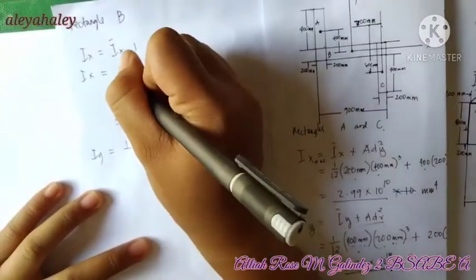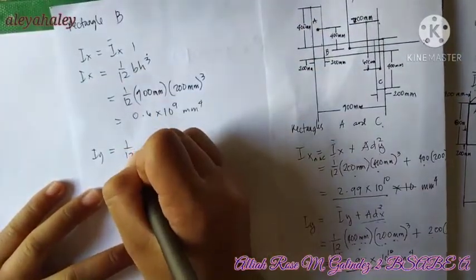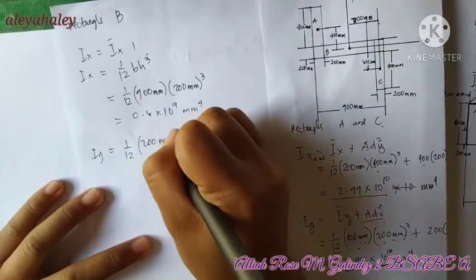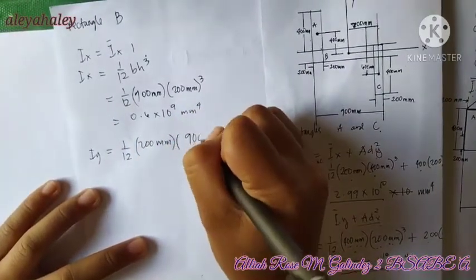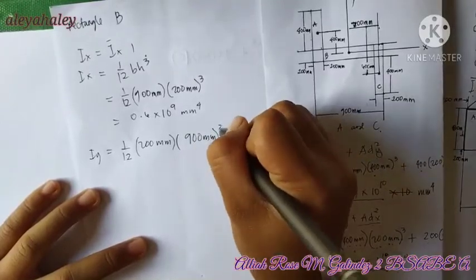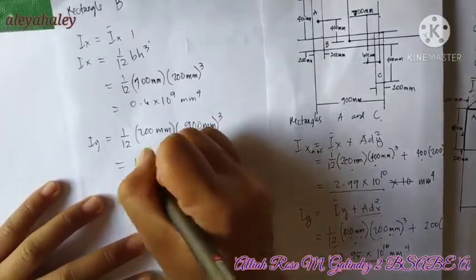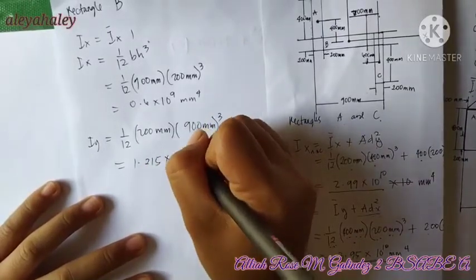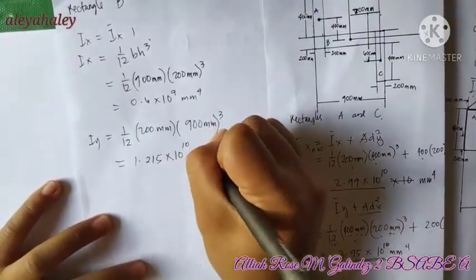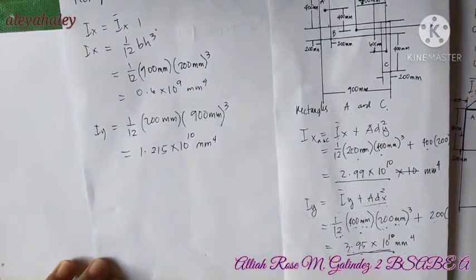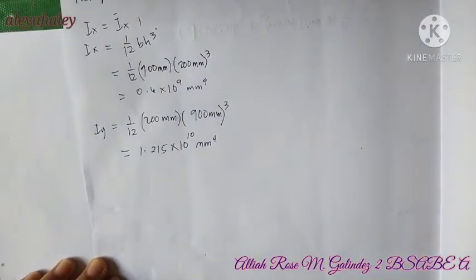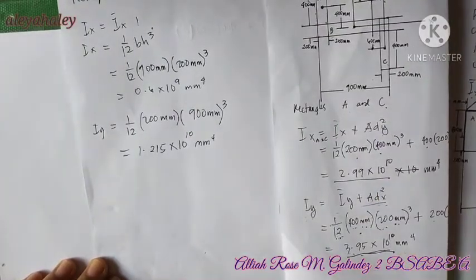And the Iy is equals to 1 over 12. This is 1 over 12, sorry. 1 over 12 times 200 millimeters times 900 millimeters raised to the power of 3. So we have this 1.215 times 10 raised to the power of 10 millimeter to the fourth.